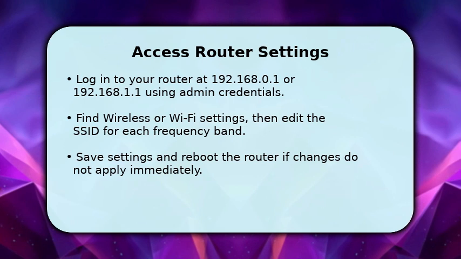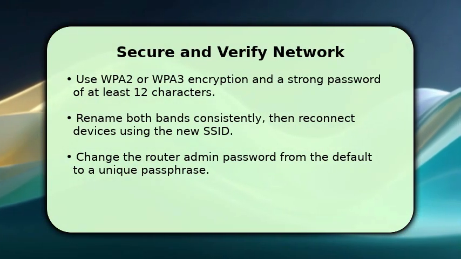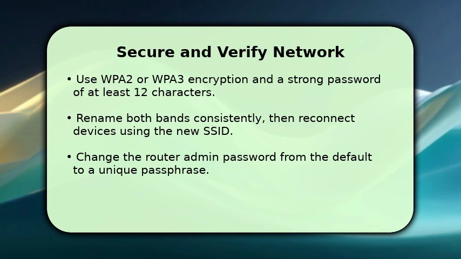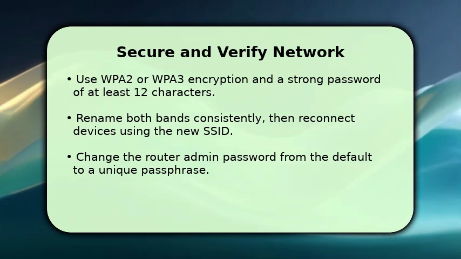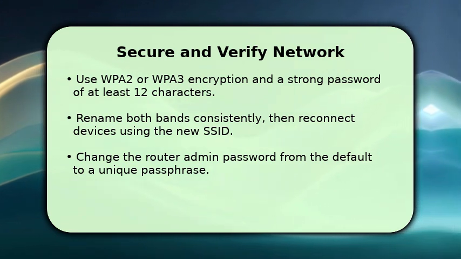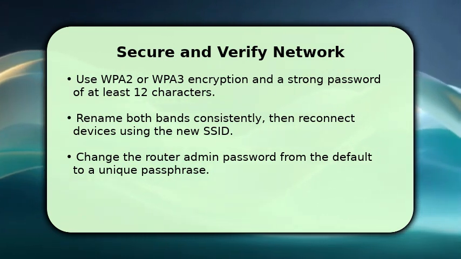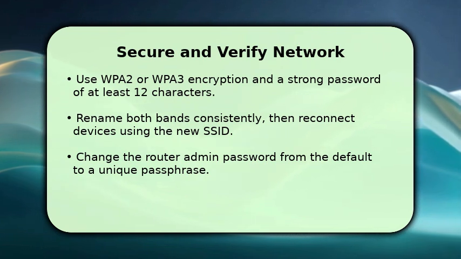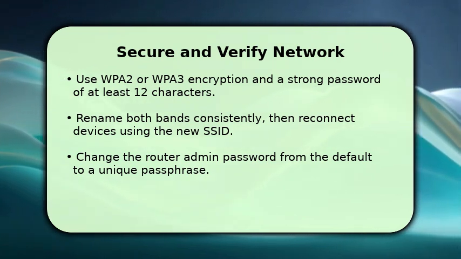After renaming, set encryption to WPA2 or WPA3 for the best compatibility and security. Choose a Wi-Fi password of at least 12 characters with letters, numbers, and symbols. Rename both the 4 GHz and 5 GHz bands consistently if you want seamless roaming between bands.